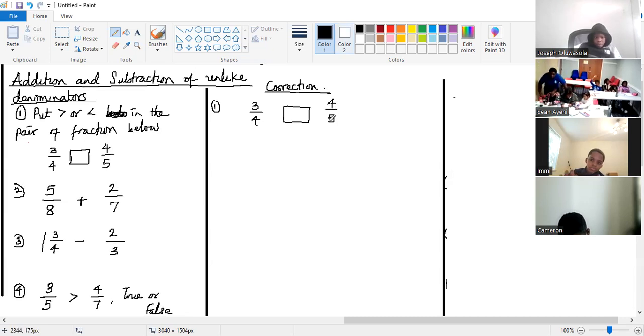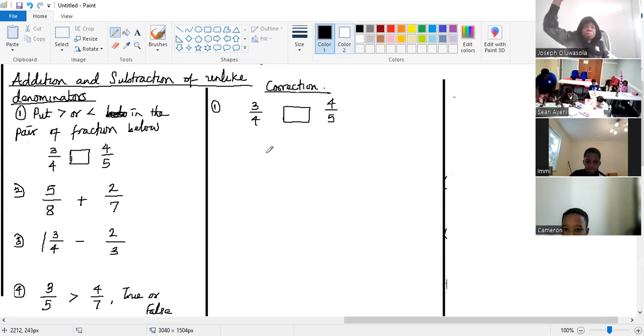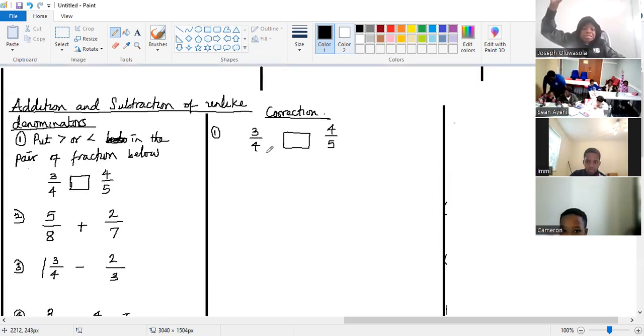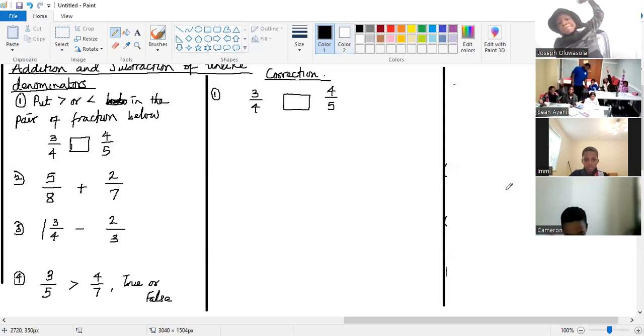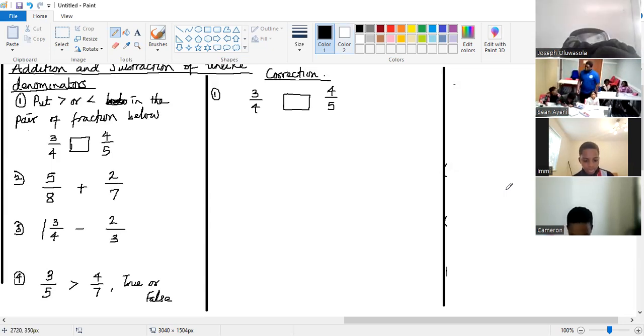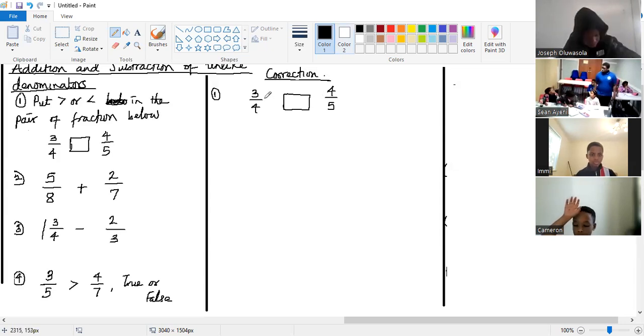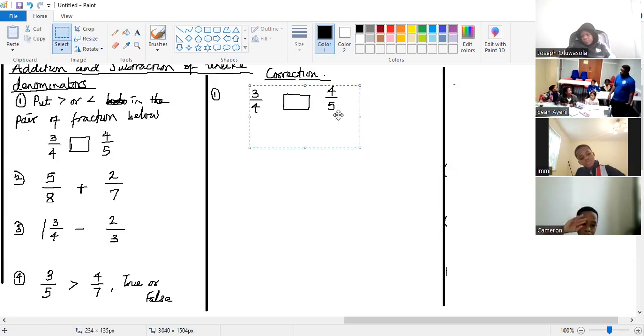Jojo will work out number 1 for us. Cameron will work out number 2 for us. Zoe will work out number 3 for us. And who's going to work out number 4 for us? Who is yet to work out a question for me? Yes, Isabella will work out number 4 for us. I'm supposed to start number 3. Okay.